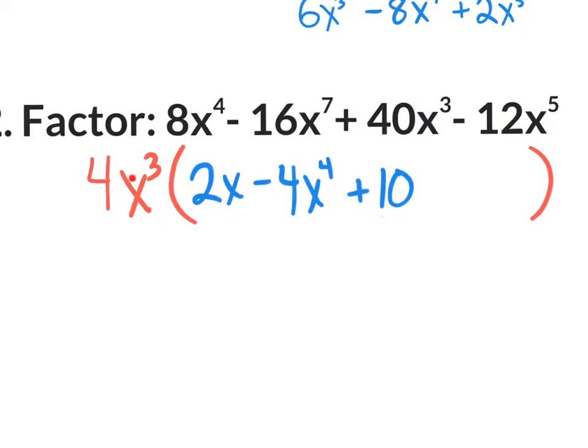How about that last term? 4x to the third times what will get us a negative 12x to the fifth? A negative 3x to the second. And that is factoring. You get it?